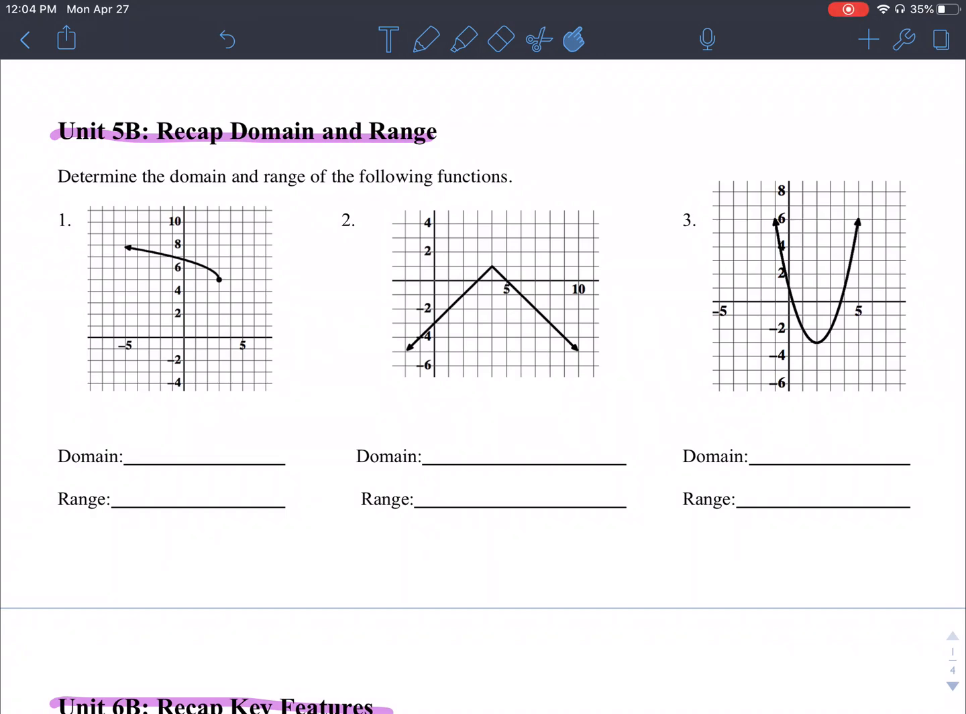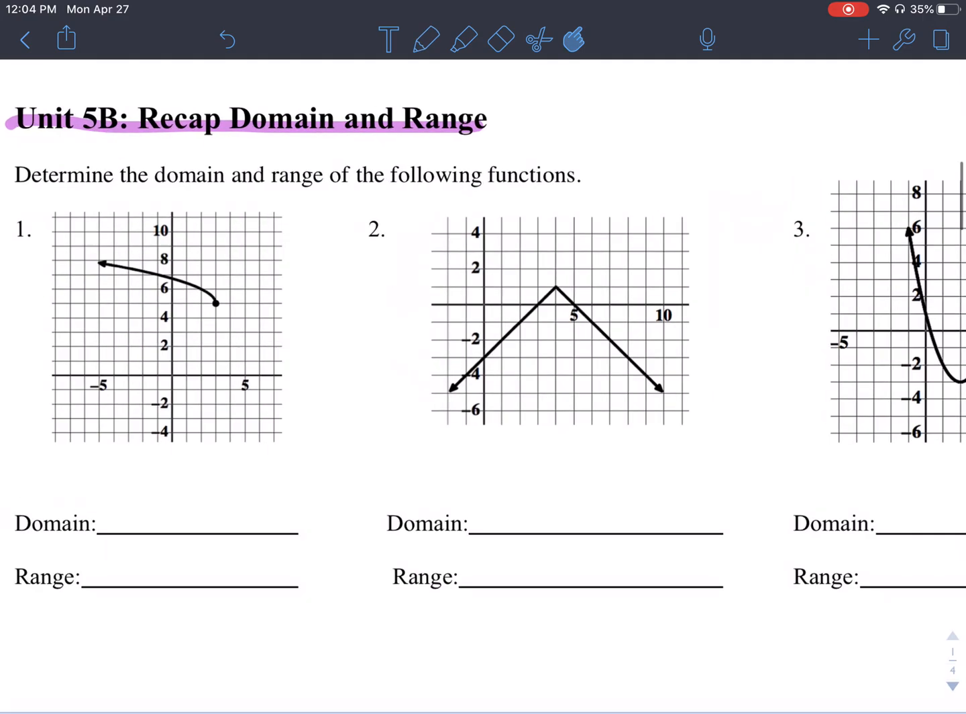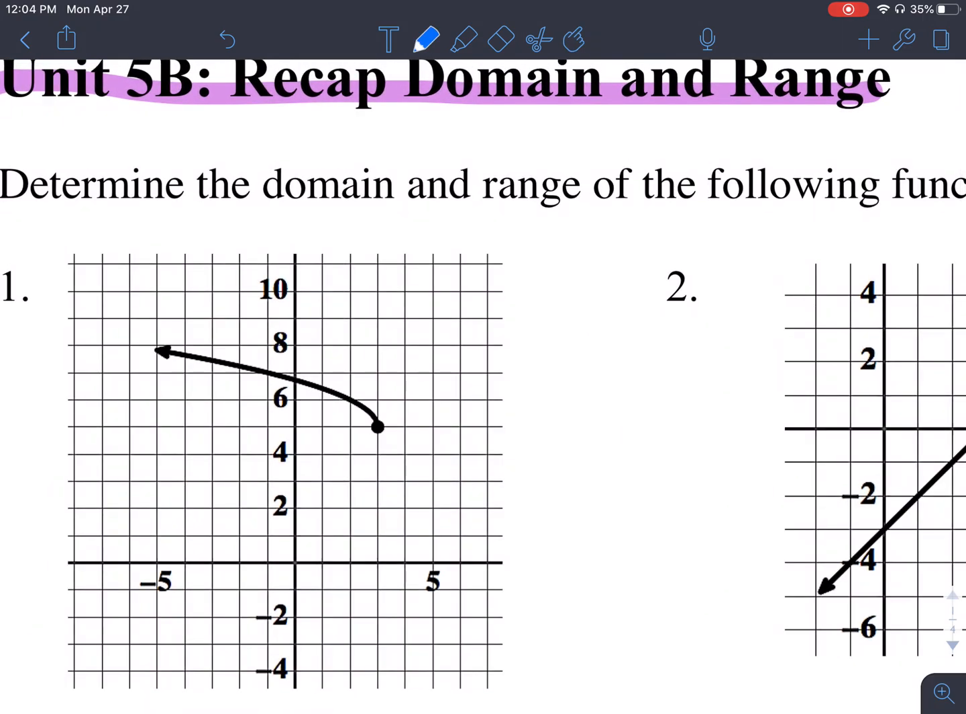Okay, here's a review for domain and range. This one's kind of weird because we have to review and practice essentially at the same time. So really your review is, what does domain and range even mean? Your domain is all possible x values of a function, and range is all possible y values of a function.